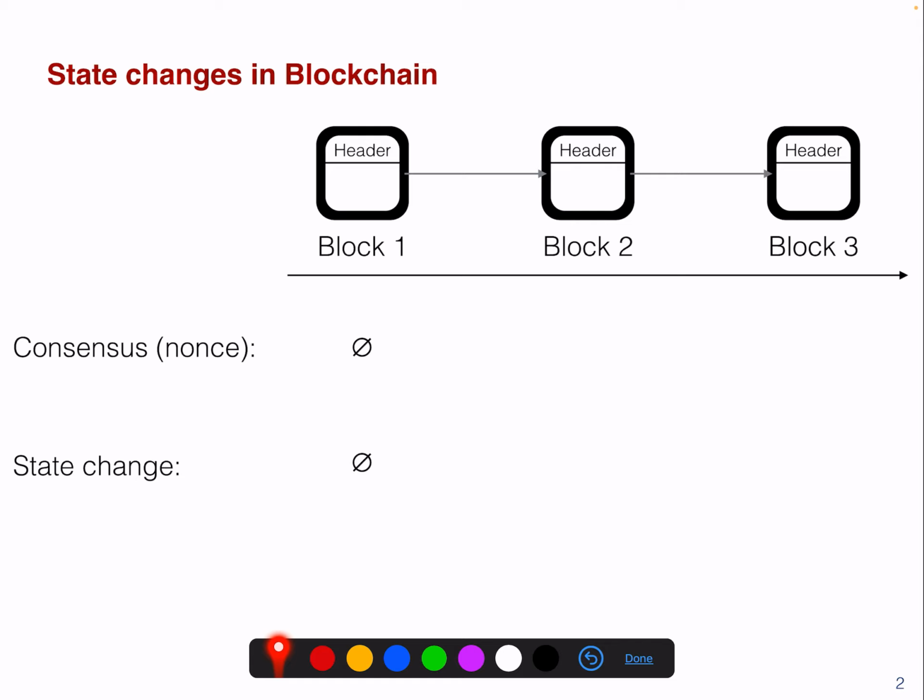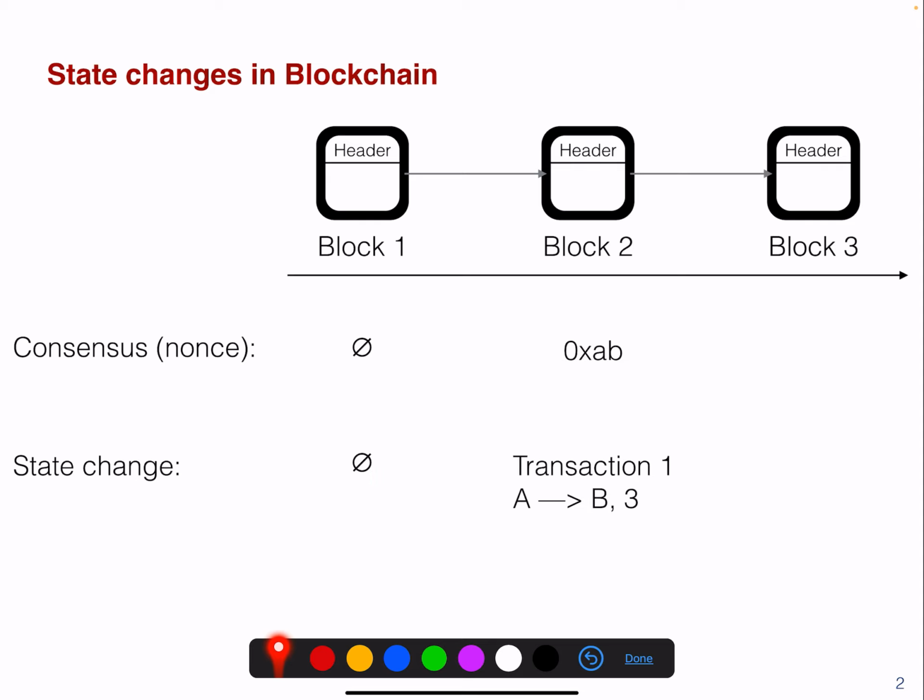Now we can assume that block 1 is kind of the start of the whole history, and we can say that the consensus about the current nonce at this block 1 is empty, right? There's no particular nonce, but everybody agrees that this is block number 1. So there's no state change involved here.